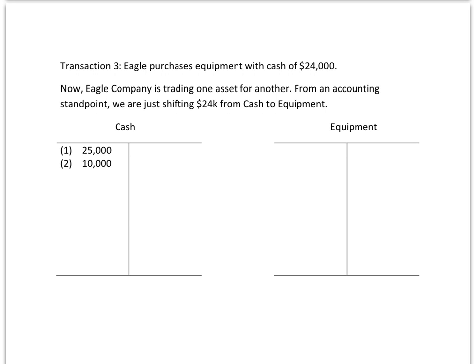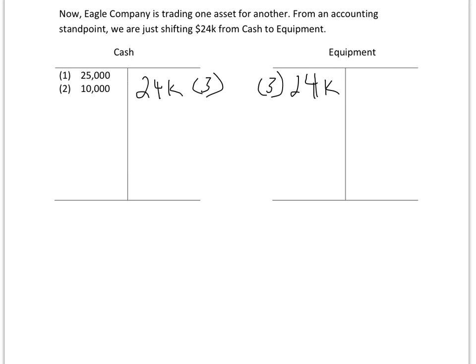So we will reduce cash by $24,000, and we will increase our equipment account by $24,000. And we're going to do our journal entry, and it's going to match up. So journal entry 3, we're going to have equipment 24 and cash at 24.